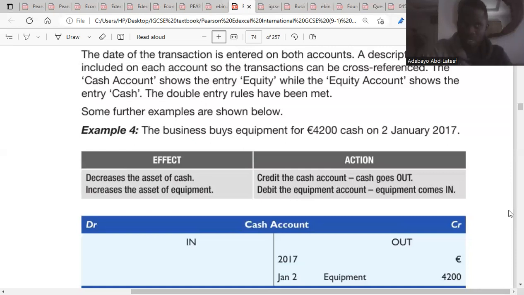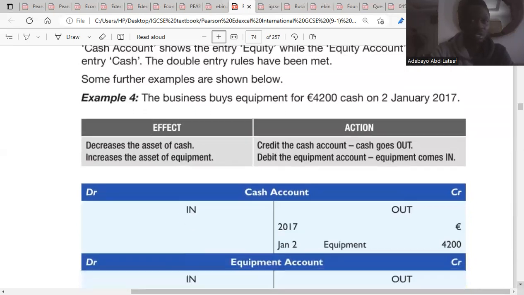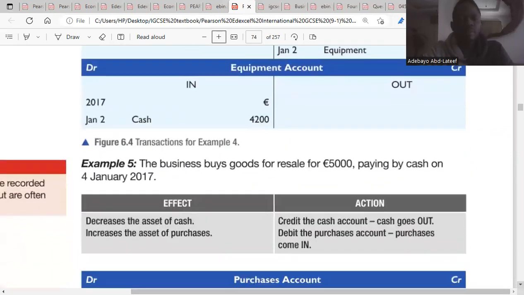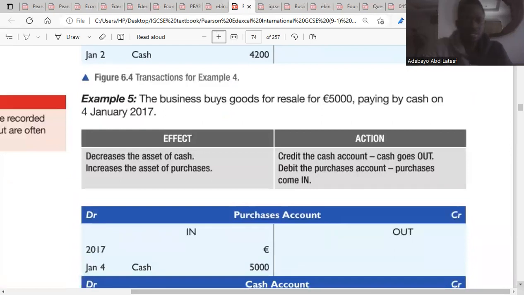Cash has reduced by the amount of the equipment, but equipment has been added to our fixed assets in the business. Is it clear? So the double entry, I said it already: you debit equipment account, you credit cash account. Clear, right? The next transaction.